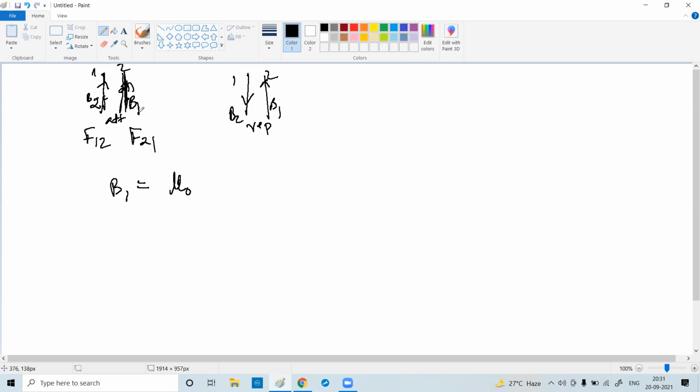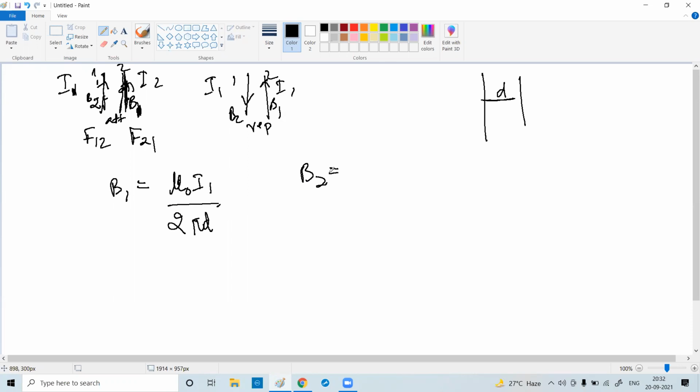B1 is here. So this magnetic field is because of the current I1. Here it is I1 flowing. Here it will be I2. Here it is I1, here it is I2. So the magnetic field B1 is because of the current I1. Yes or no? And the distance between the two wires is D. So the formula is mu naught I1 by 2 pi D.